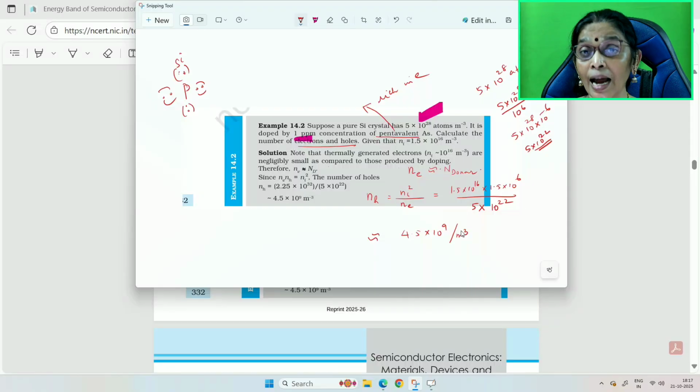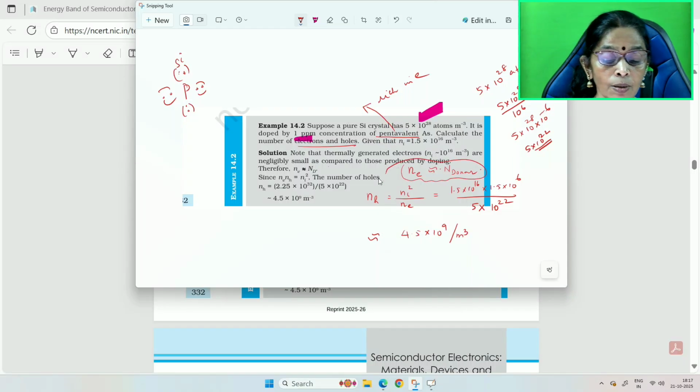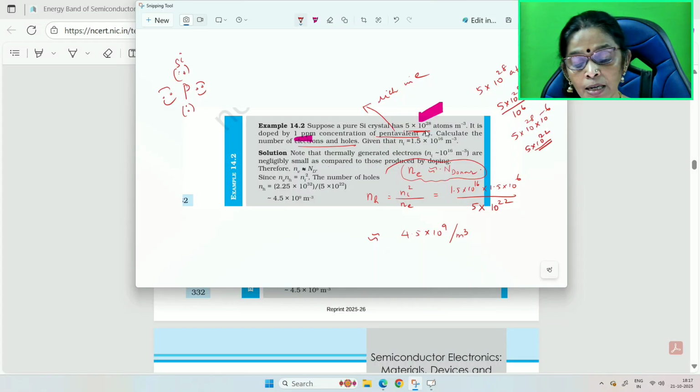And if you practice this kind of problems, you will get it. So once again, the number of electrons is equal to the number of donor atoms. The number of donor atoms is obtained by adding the pentavalent impurity, and the pure silicon is 5 into 10 power 28. We are adding 1 part per million, which means for 10 power 6 only 1 part. Therefore for 5 into 10 power 28, how many parts? 5 into 10 power 28 divided by 10 power 6, so 5 into 10 power 22 atoms, and that is the number of electrons. By knowing this formula, you can find the same thing.